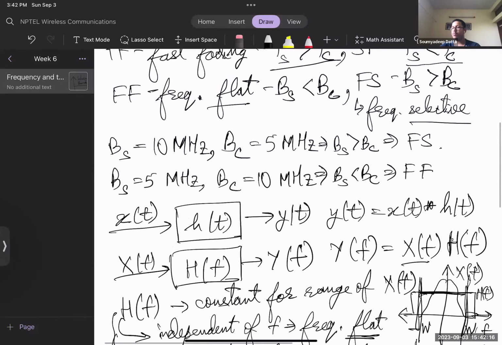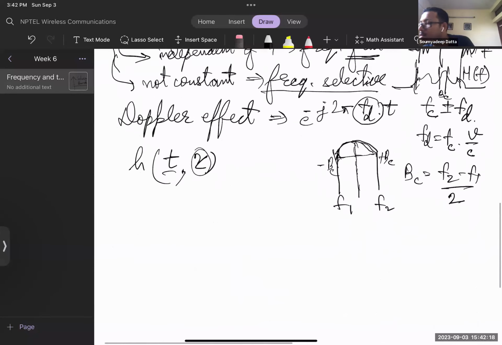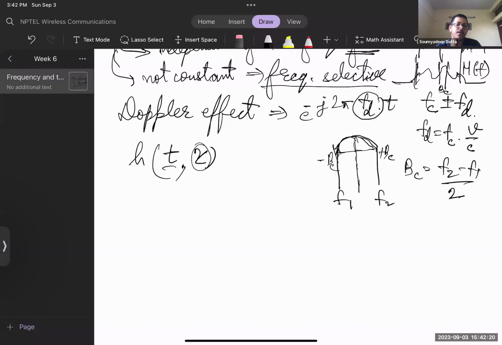Yeah, typically you won't be asked to calculate the coherence bandwidth like this. You'll be given the value of coherence bandwidth, because it might not be just two signals, it will be multiple signals and it's a bit complicated. So typically you'll be given the value of coherence bandwidth. This is just for conceptual understanding.